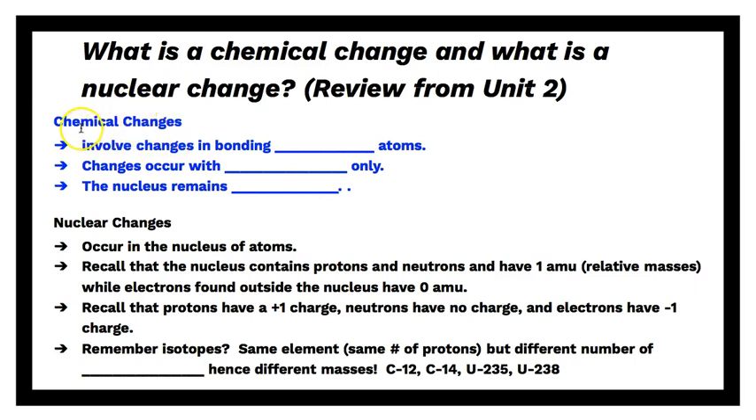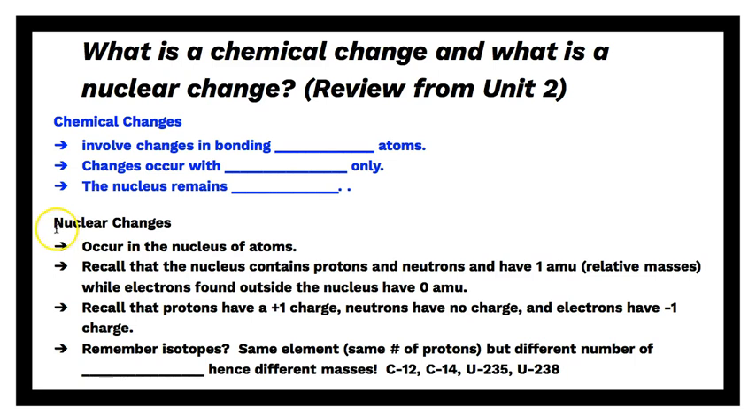A chemical change involves changes in bonding between atoms. So, between atoms, we have chemical bonds, and these bonds may be broken and rearranged. And when you do that, you trigger a chemical change, something new forms. And this can only occur with electrons, so it happens outside of the nucleus of an atom, and the nucleus remains unchanged. So this is what a chemical change is.